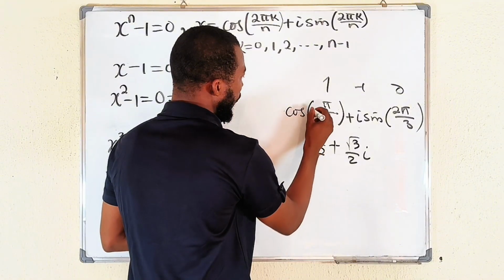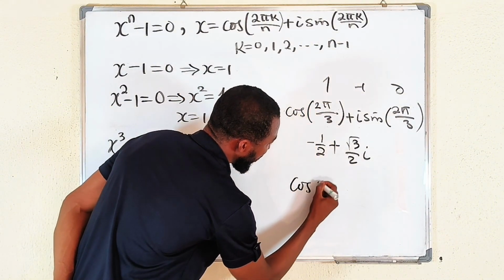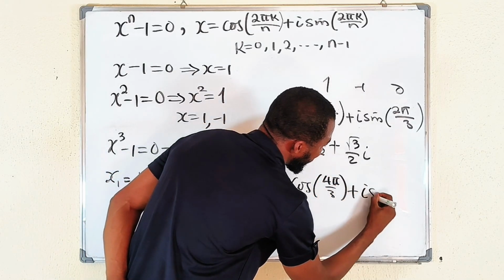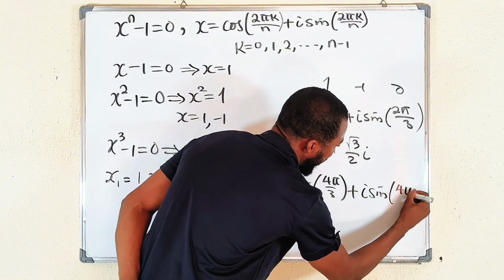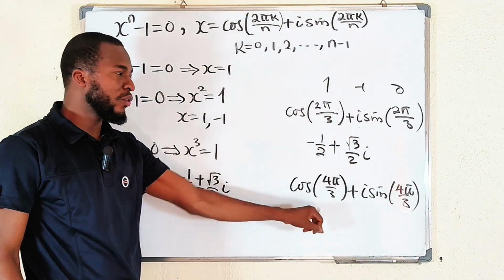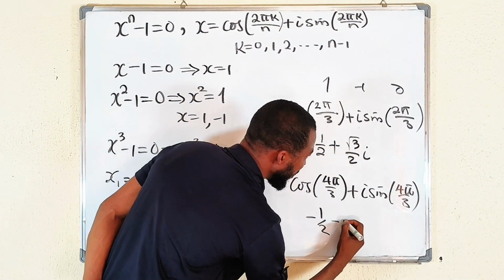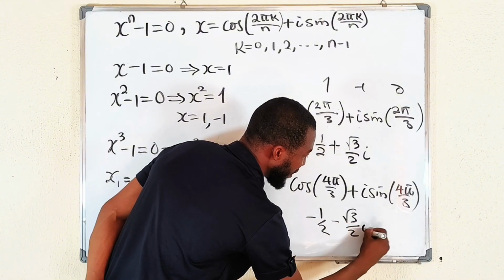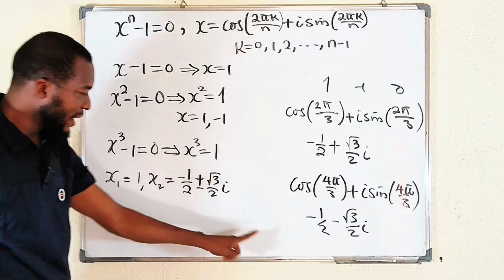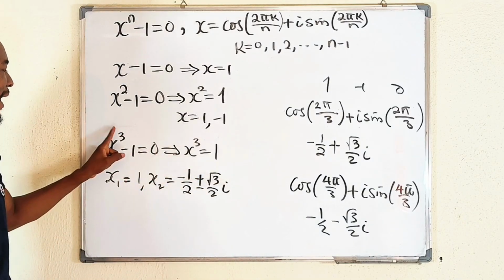Okay, let me do that elsewhere. I don't want to get confused. Cosine of 4 pi over 3 plus i sine of 4 pi over 3. This is going to be in the third quadrant, so it will be negative 1 over 2, negative root 3 divided by 2, then times i. You see that? The only difference is that this is plus, this is minus. Therefore, we can have plus or minus. Yes. This is when n is equal to 3.